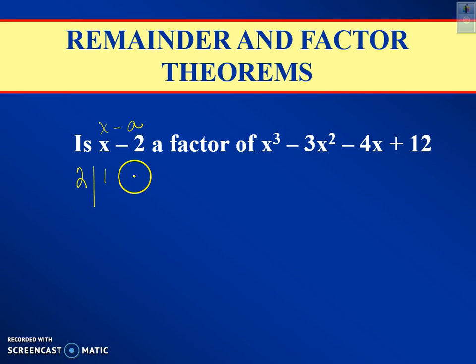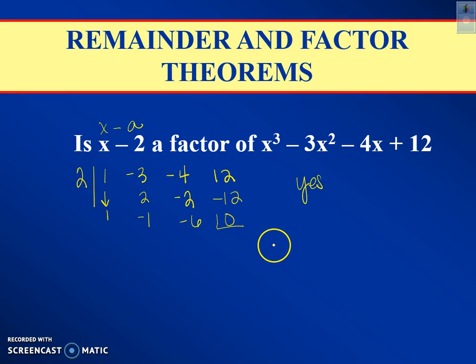So we have 1, then negative 3, then negative 4, then 12. Bring down your 1 to start with. 1 times 2 is 2. Negative 3 plus 2 gives me negative 1. Negative 1 times 2 is negative 2. Adding those gives me a negative 6. And then negative 6 times 2 is a negative 12. So when we add those, we get a remainder of 0. Yes, that means that x minus 2 is a factor.